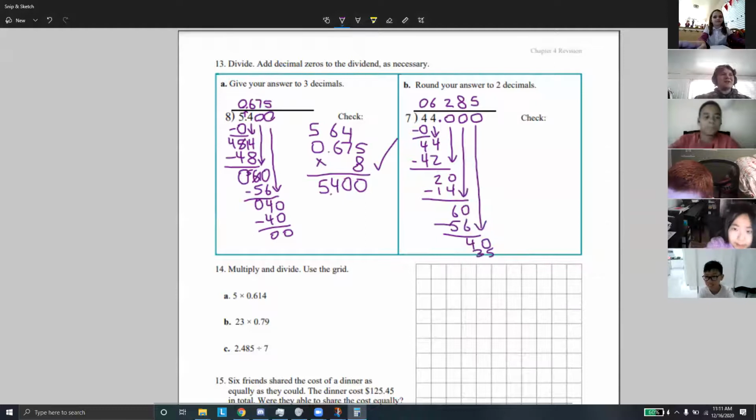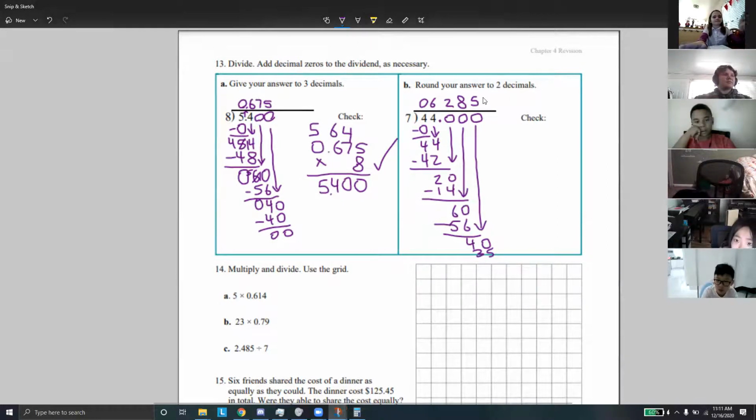Oh, does it say round your number? Oh, it said just go up to 2 decimal digits. Yeah, so I put 6.28. Great. So this would keep going, and they only want us to round to 2 decimals. Oh, this is very tricky, guys.